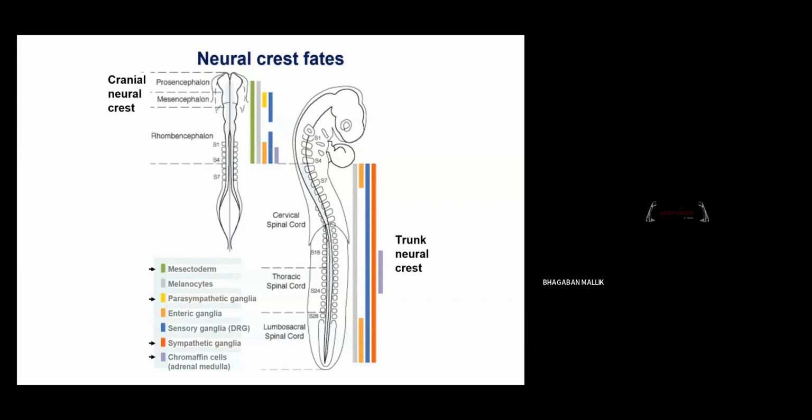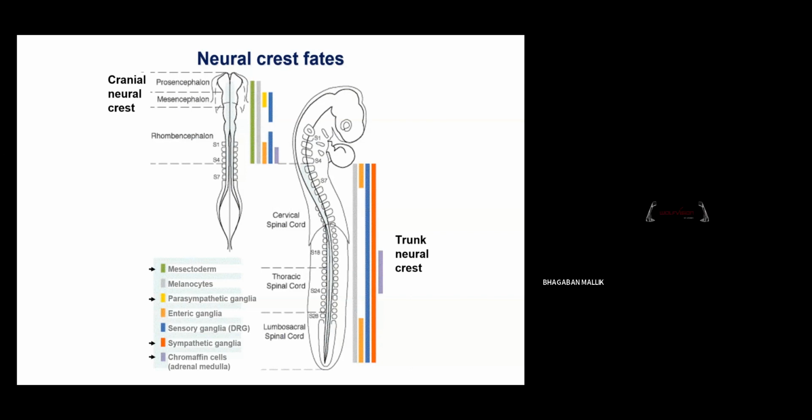Yeah, there are some. So this is the fate map showing the trunk neural crest. The green color that is... these are all color coded. Like the yellow that you are seeing is parasympathetic ganglia. Mostly it is formed from the cranial neural crest, from the mesencephalon. Okay, so all these are color coded, showing that fate map.